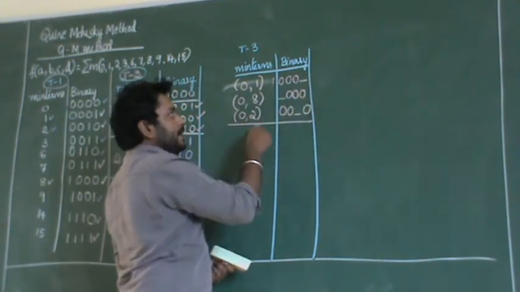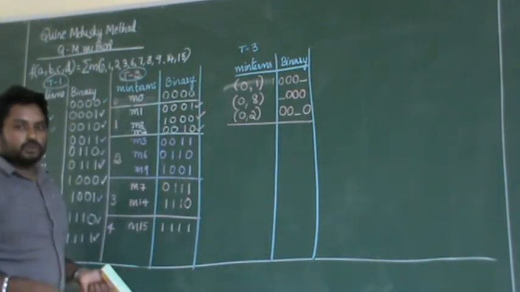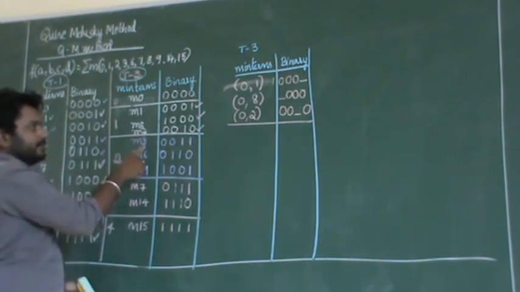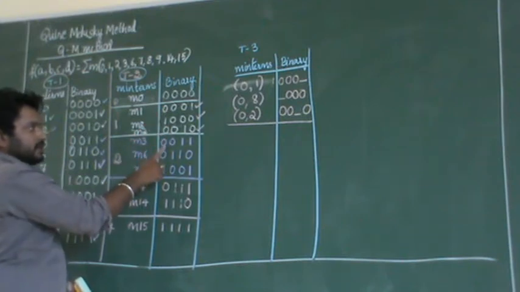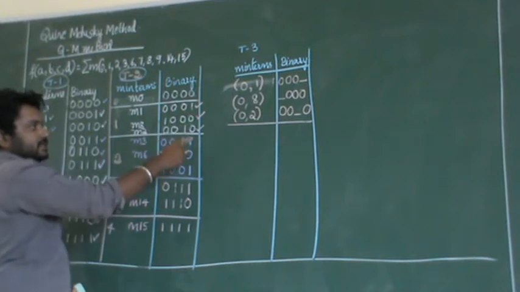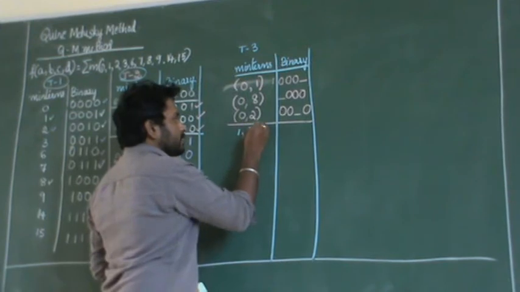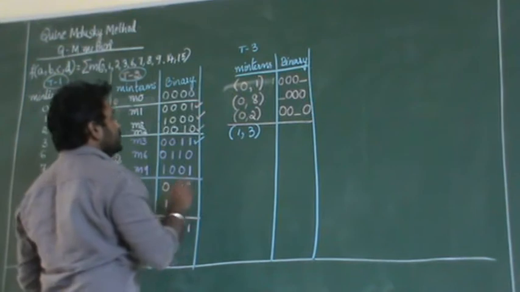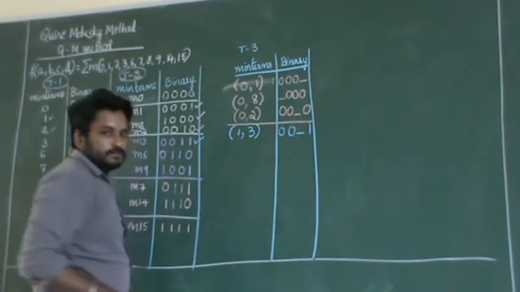So how have you got this particular group? By comparing the 0th group and the first group. Now you are supposed to compare the first group and second group, that is M1 and M3. M1 and M3 is possible. 0 is same as 0, 0 same as 0, 0 is getting changed to 1 and 1 is same as 1. So therefore I can write it as 1, 3 also. So I can put a tick mark here and 0, 0, dash 1.